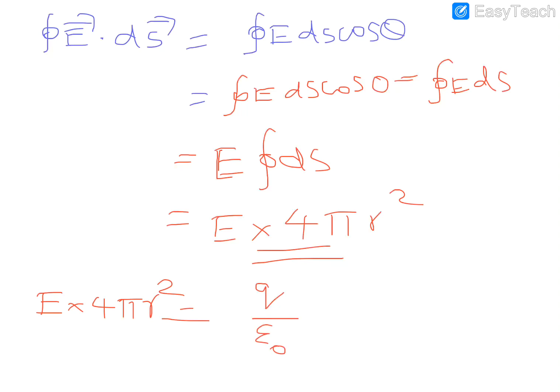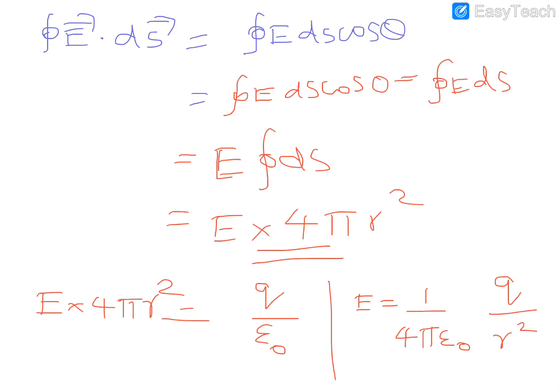Your intention is to find E. So what will be E? E is equal to, you can take that 4 pi r squared to the other side, then you will have 1 by 4 pi epsilon 0, q divided by r squared. So E equals 1 by 4 pi epsilon 0 into q by r squared.